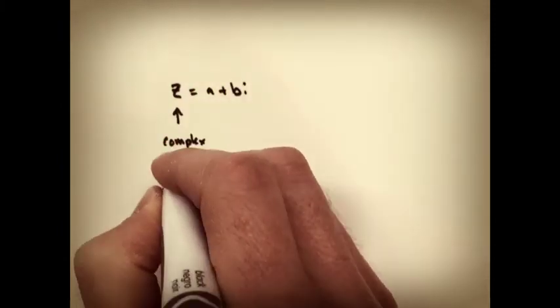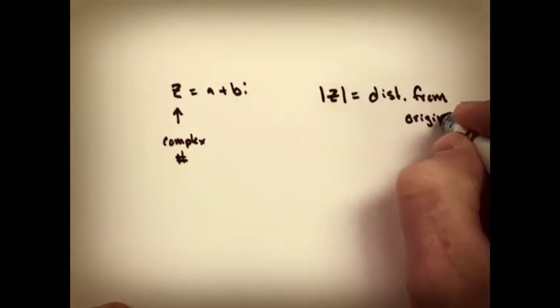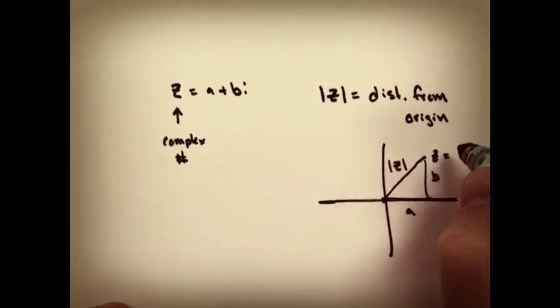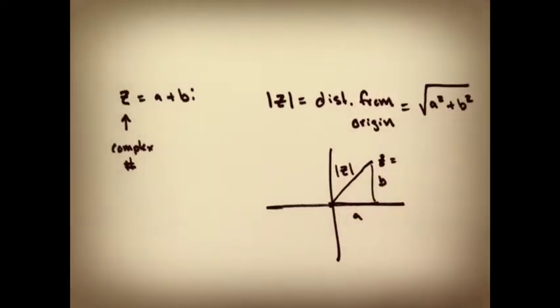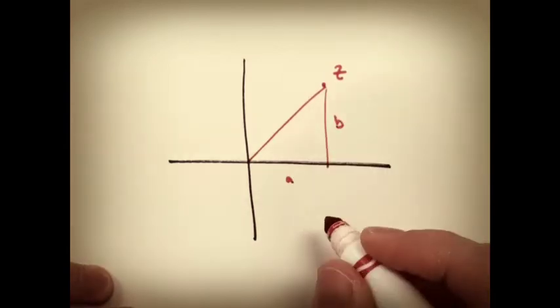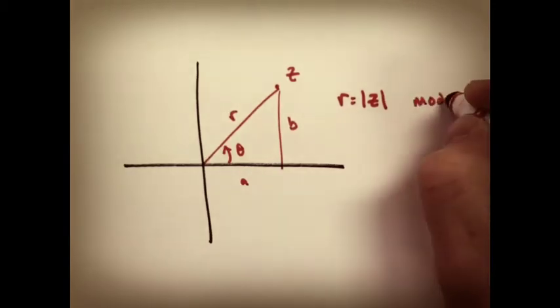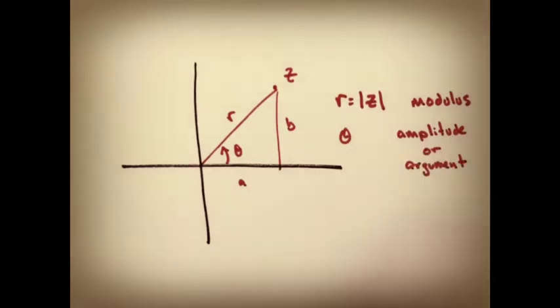Now z usually represents a complex number. The absolute value of z is the distance from the origin. So if you think about it, it really just requires us to use the Pythagorean theorem. It's a lot like the radius when we talked about polar form. So we're going to tie those together today. If you wanted to find that, you would use the Pythagorean theorem. If you had some point z, your distance across the bottom would be a, across up would be b. So r is really your absolute value of z. It's called the modulus. Theta is the amplitude or argument.